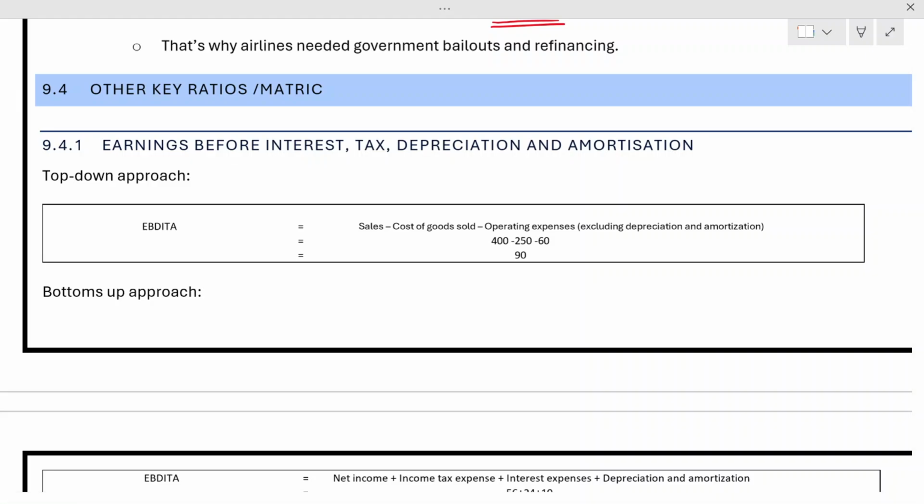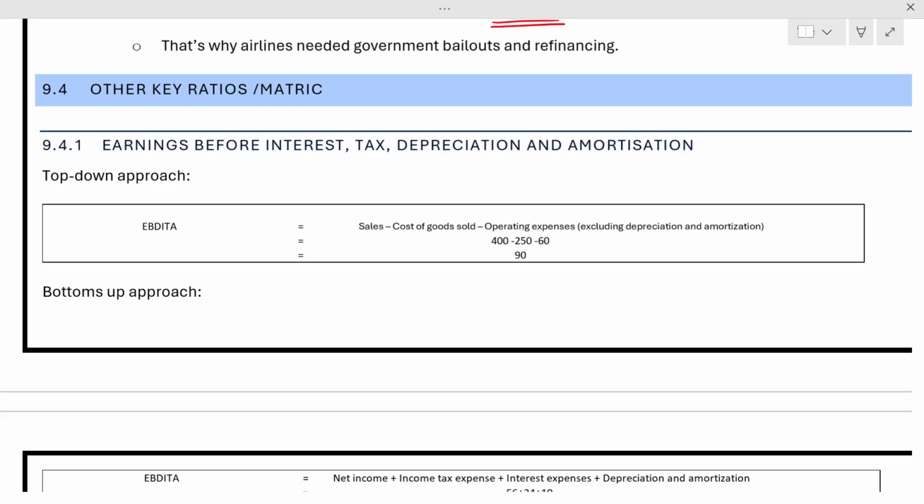Now, let's try to see some other key ratios which are used in the industry or companies. One of the key ratios is EBITDA, or rather, not a ratio, I can say a technical financial term, which is EBITDA, earnings before interest, tax, depreciation and amortization. People call it EBITDA or EBITDA, whatever you call it.